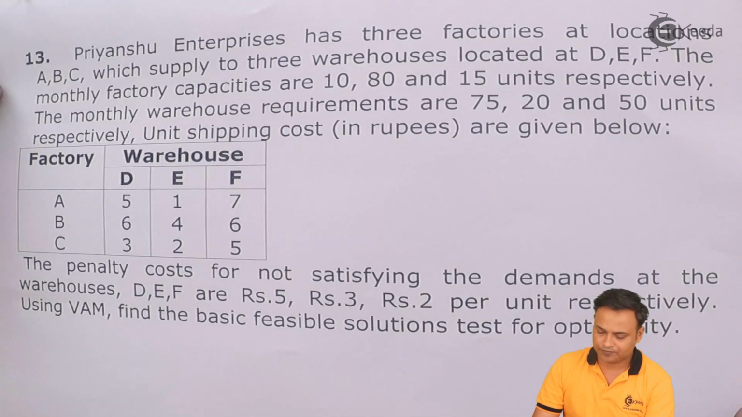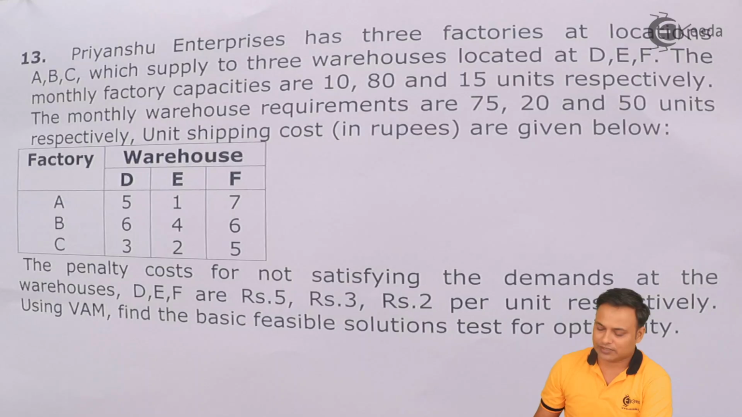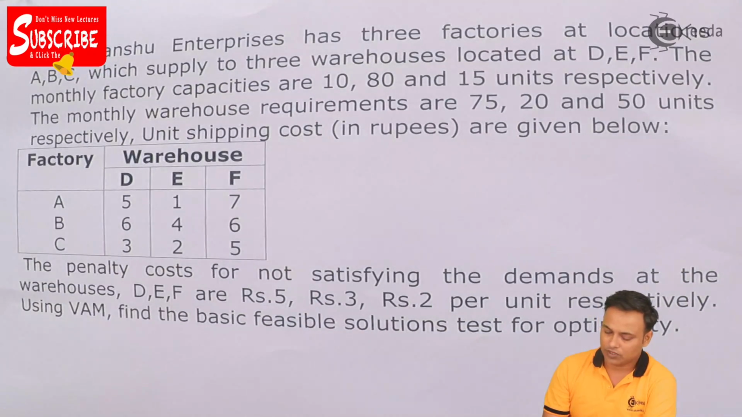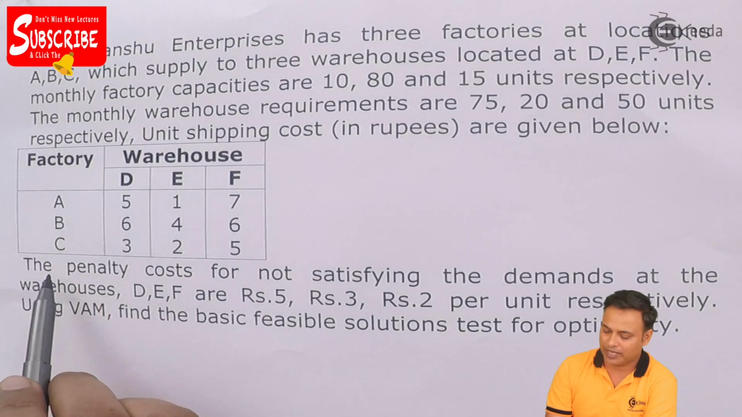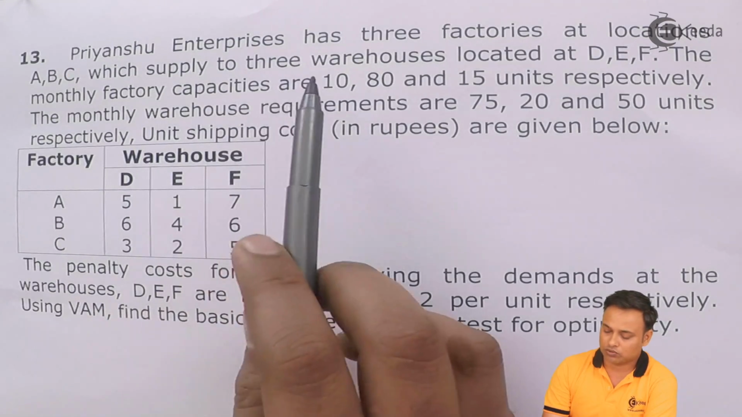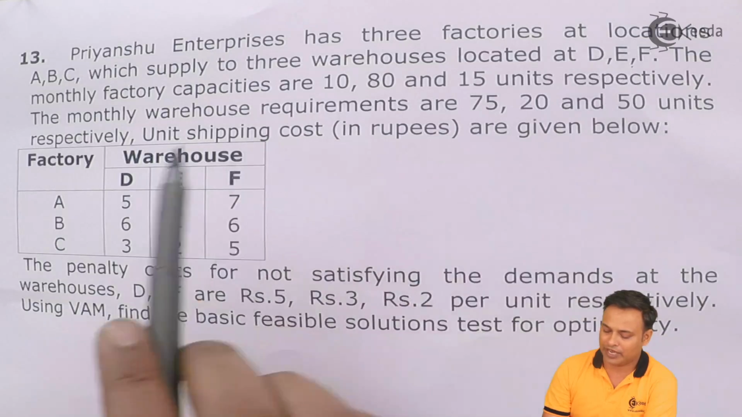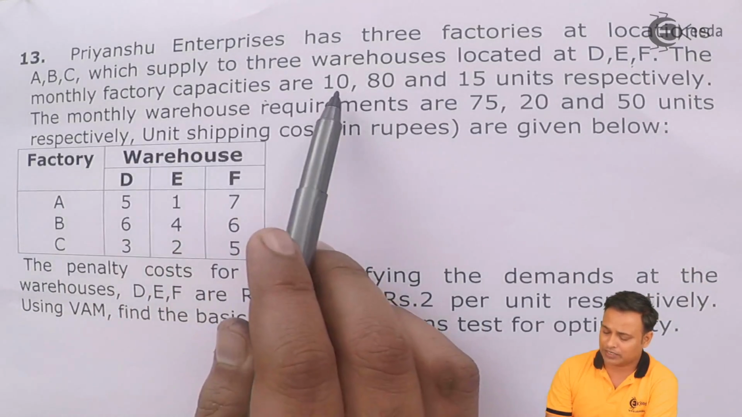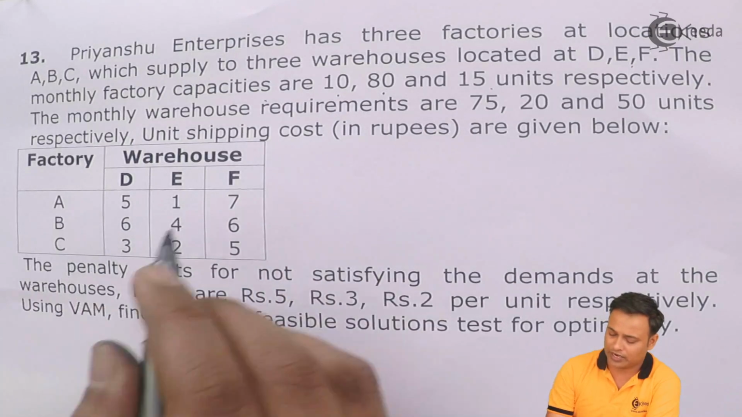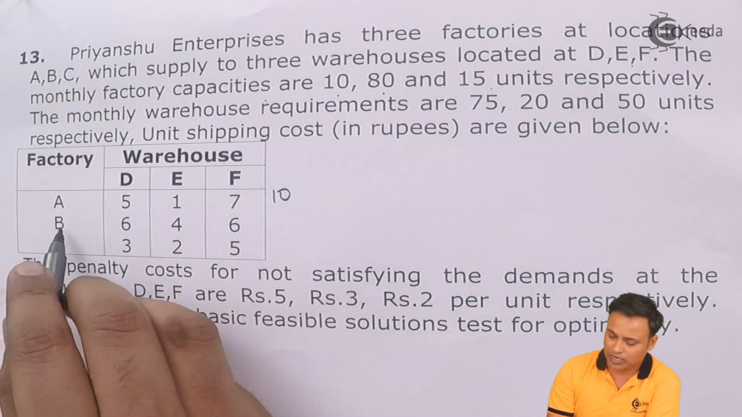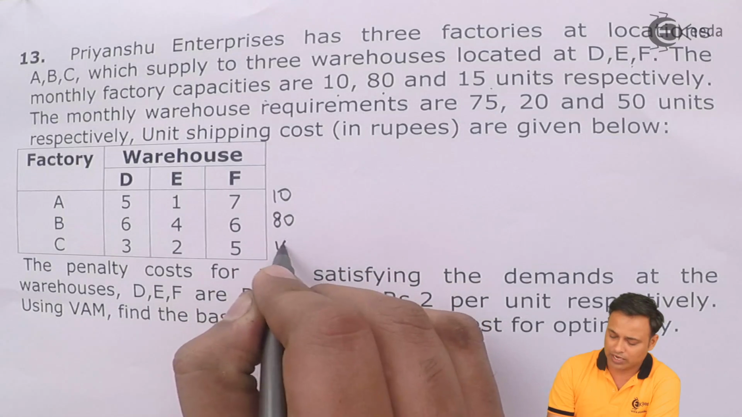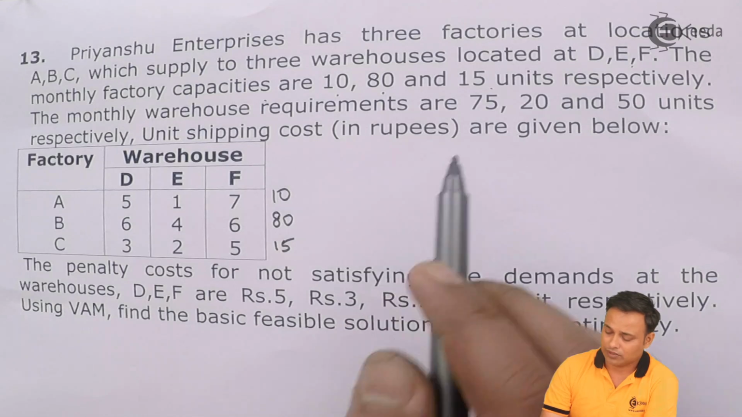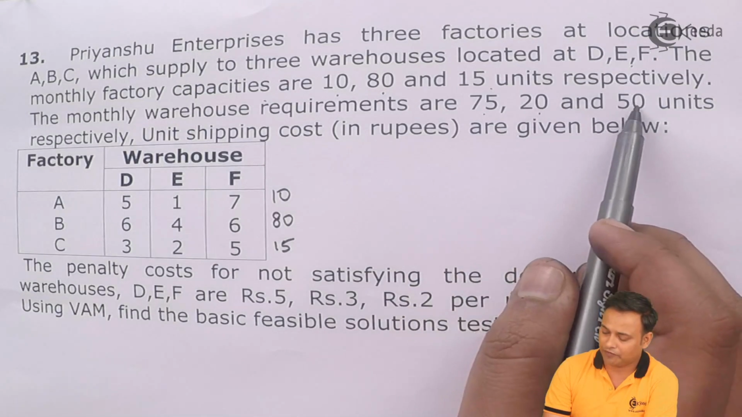So this is my problem. Priyanshu Enterprises has 3 factories at locations A, B and C. So this is the place of origin or the place of supply, and they supply to 3 warehouses located at D, E and F. They are the place of demand. The monthly factory capacities are 10, 80 and 15, whereas my monthly demand is 75, 20 and 50.